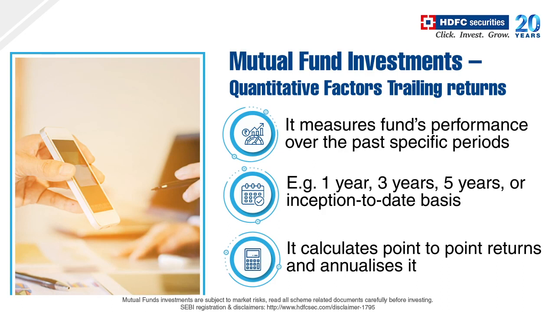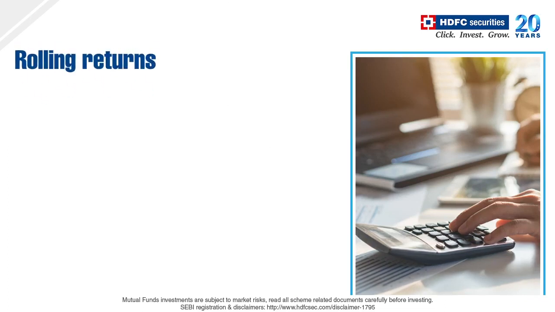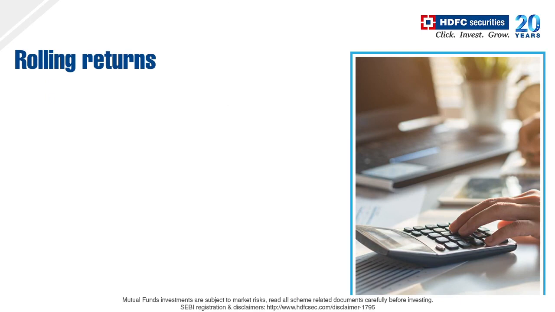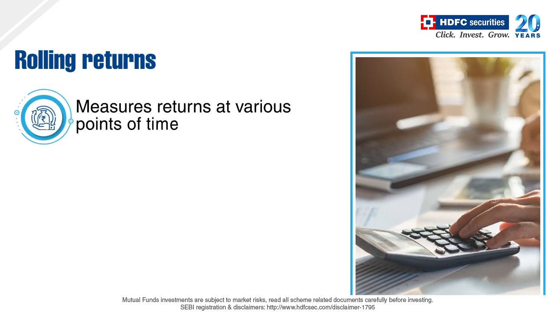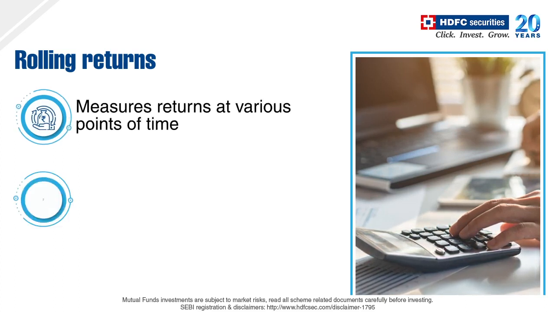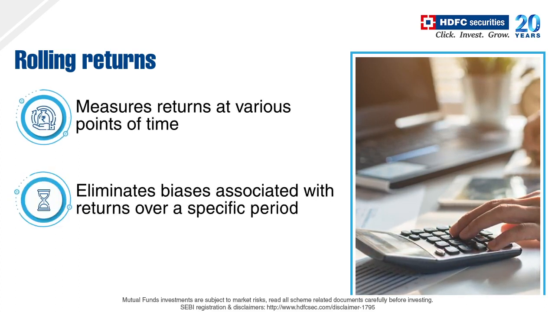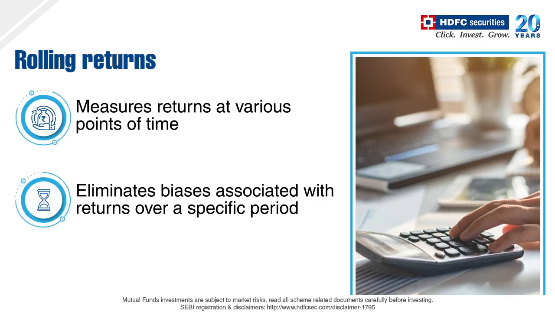Basically, trailing return is a calculation of point-to-point returns and analyzing them. Another way to pick a good mutual fund is to check out its rolling returns, which typically average out a series of returns over and above the overlapping periods. It also measures your mutual fund returns at various points of time, thus eliminating any bias associated with returns observed over a specific point of time.